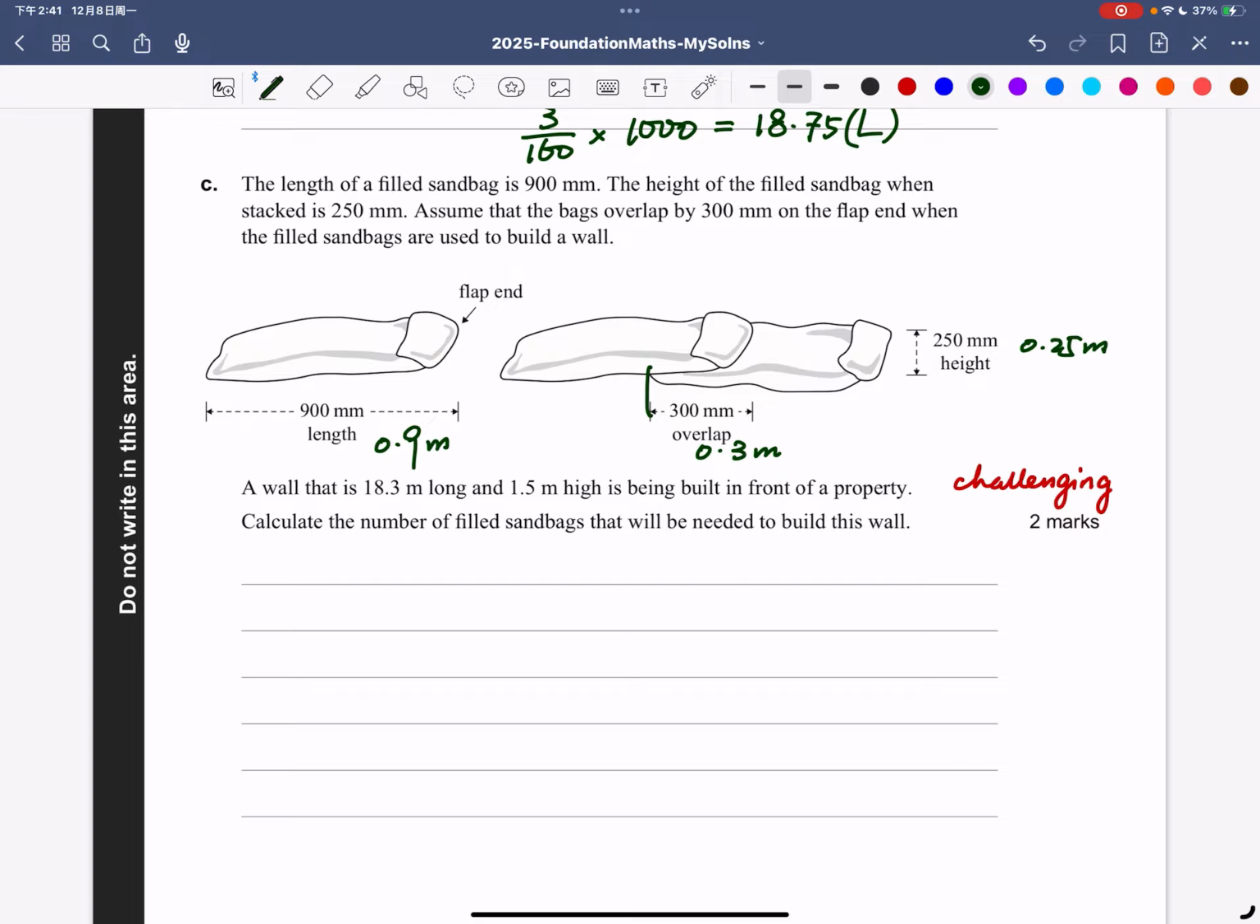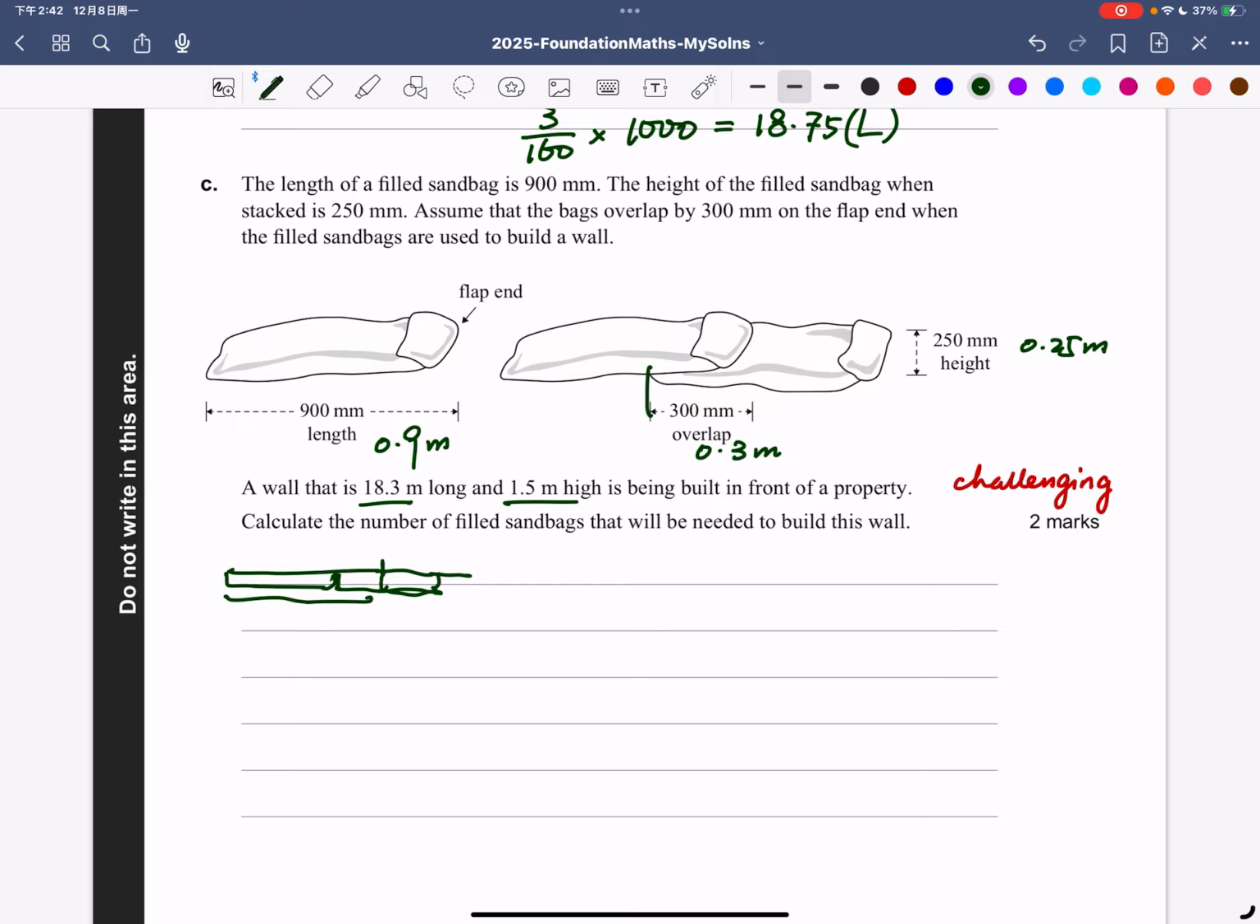A wall is 18.3 meters long and 1.5 meters high. It's being built in front of a property. Calculate the number of filled sandbags that will be needed to build this wall. If you think of the first bag like this one, you have some flat end. Therefore, you can stack the next one here. So actually, it's not using the full bag, something along this line.